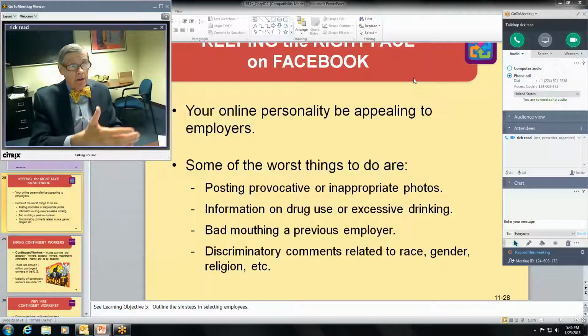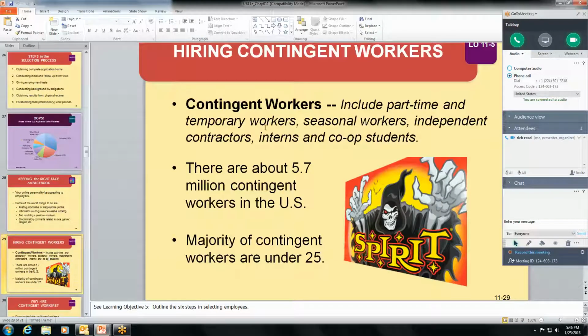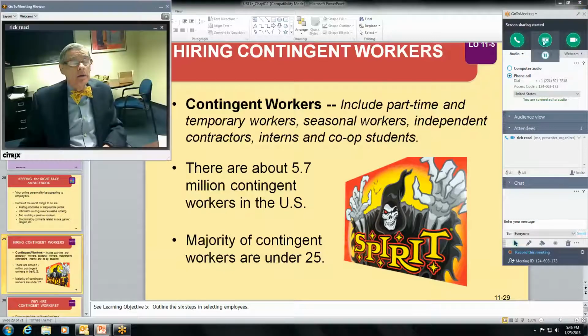Otherwise, you're asking for trouble if you don't do that. Contingent workers. These are folks who don't work for you. It says they're part-time, but for the most part, we think of contingent workers as being temps, seasonal workers, independent contractors, as it mentions up there.